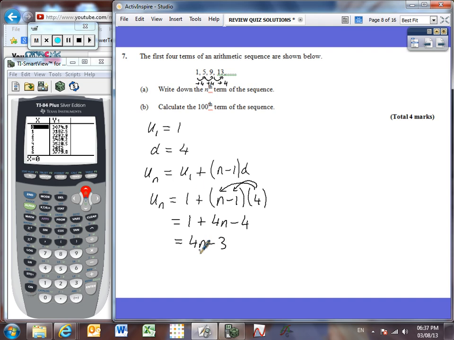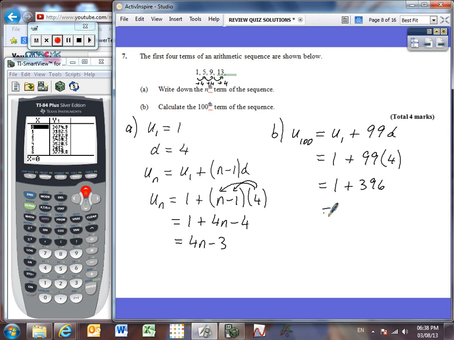So there's part A. Part B says that we need to calculate the 100th term of the sequence. Well, we know that the 100th term of an arithmetic sequence can be taken by finding the first term and then adding it to 1 less, 99 in this case, of the common differences. Our u1 is 1, our common difference is 4, and if you add 1 plus 396, we'll get an answer of 397.